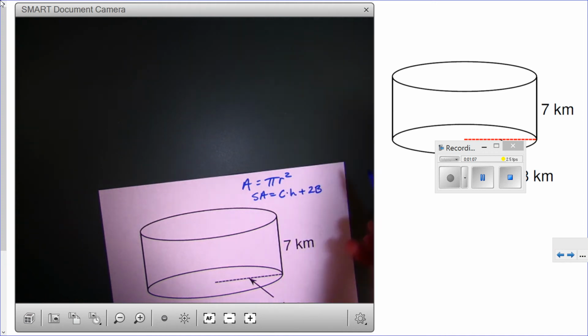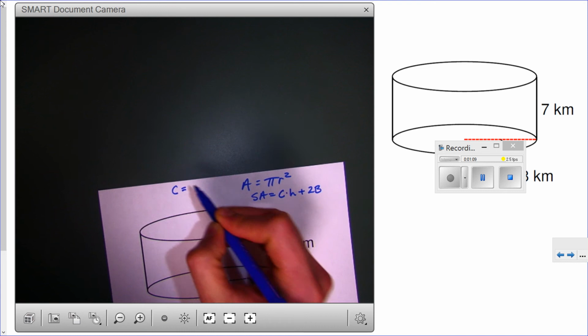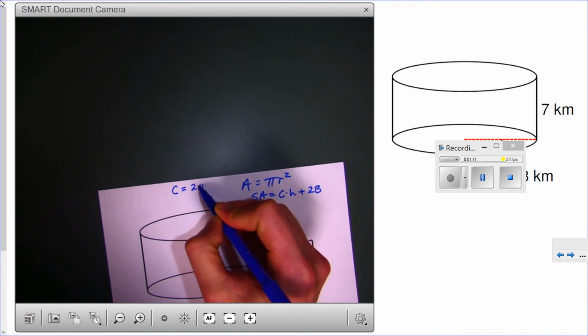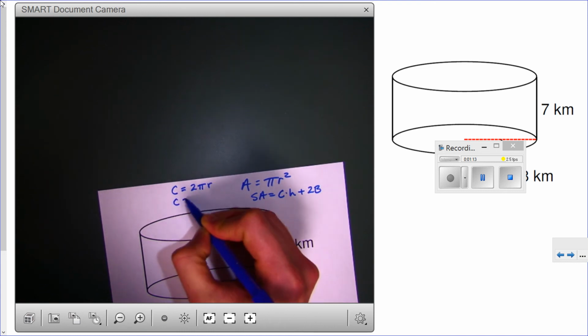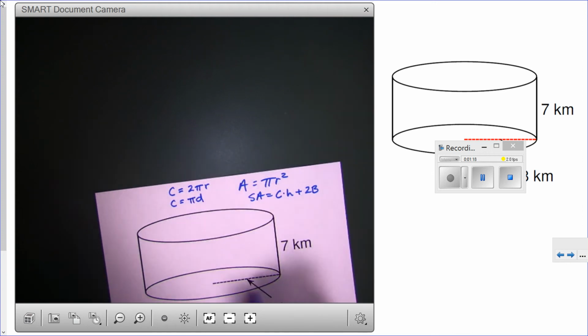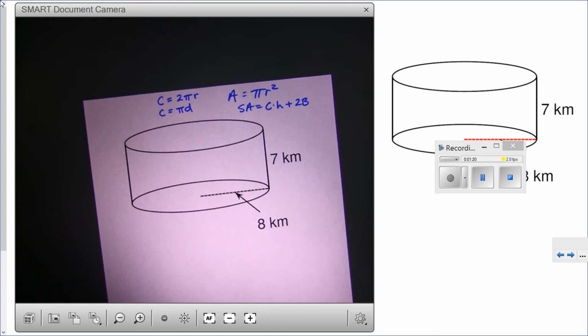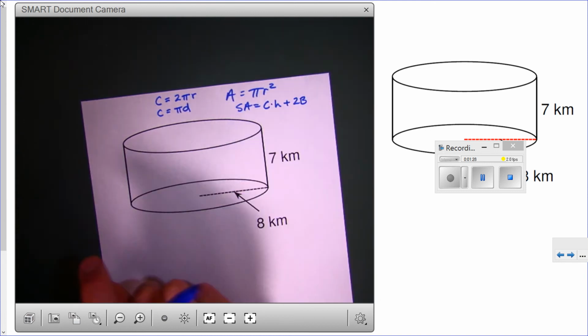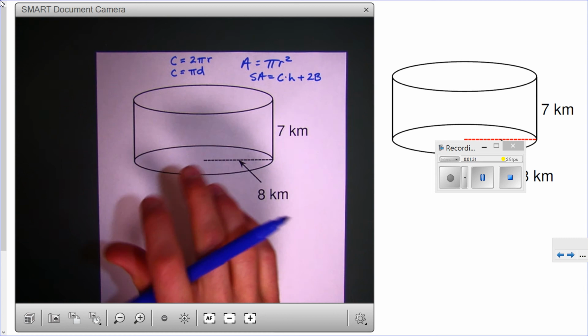Oh, hold up. We're going to need to know what circumference means. Circumference is 2 times pi times the radius, or we could also say pi times the diameter. So this one, they're giving us the radius, which is nice, but sometimes they might give us the diameter, and you're going to have to divide it by 2 to get the radius to plug into the area formula. Okay, let's keep chugging along here.